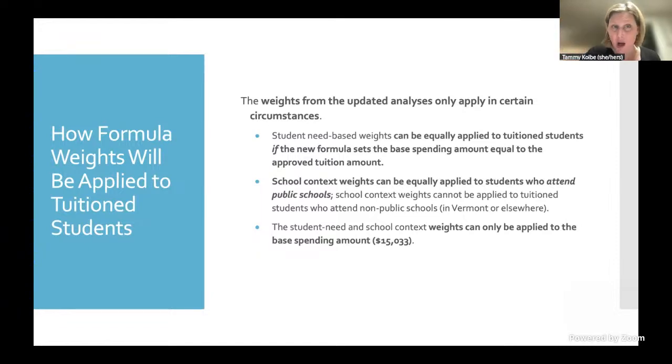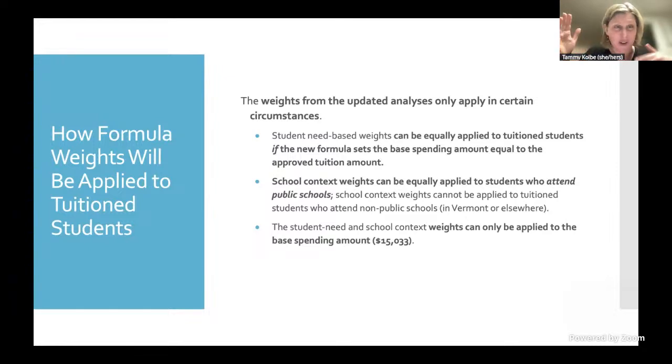The school context weights can be equally applied to students who attend public schools. The school context weights can't be applied to tuition students who attend non-public schools because they were not included in our analysis. We can't include them in our analysis because we don't have outcome data for those students. And the third thing is that student need and context weights can only be applied to that base spending amount.